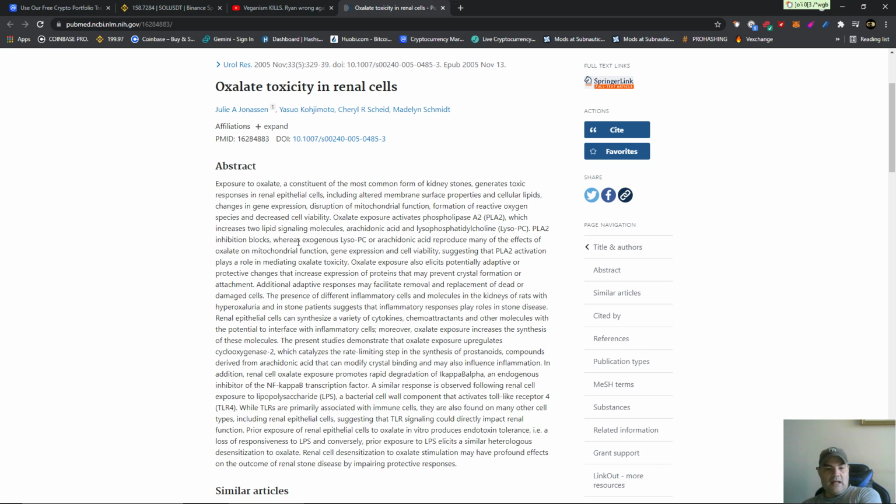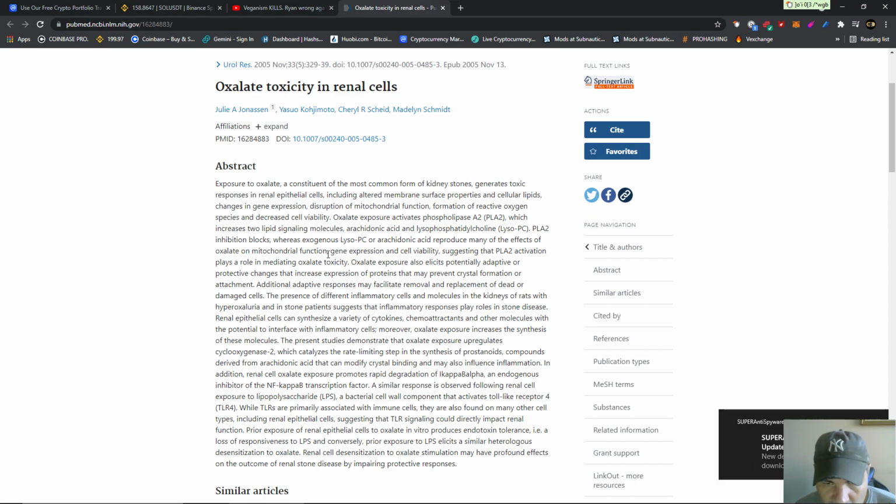PLA2 inhibition blocks it, whereas exogenous lysoPC or arachidonic acid reproduce many of the effects of oxalate on the mitochondria function. So those two lipids are the sand in the engine, so to say. And they're responsible for the gene expression and the cell viability being changed.